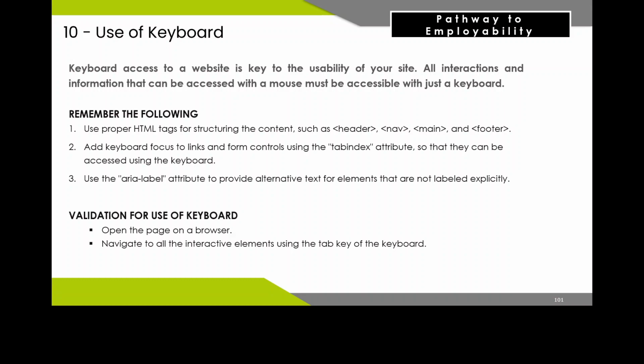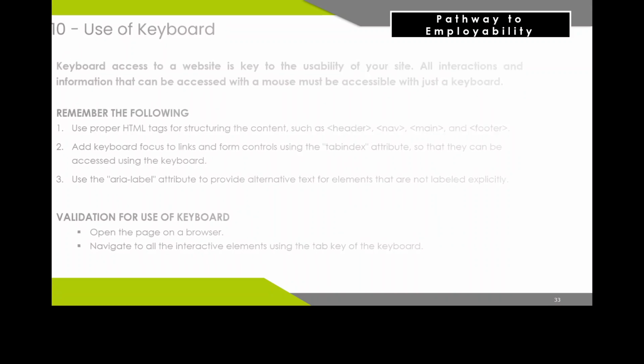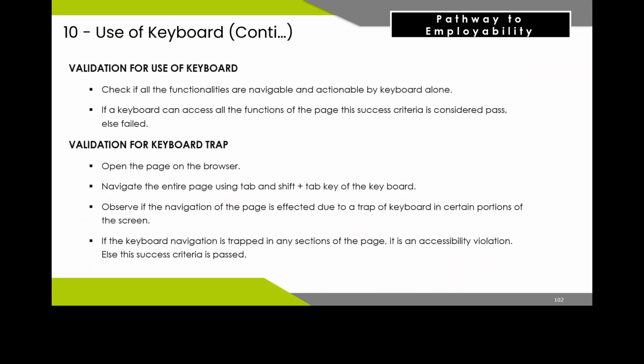Validation for the use of keyboard. Open the page on a browser. Navigate to all the interactive elements using the tab key of the keyboard. Check if all the functionalities are navigable and actionable by keyboard alone. If a keyboard can access all the functions of the page, this success criteria is considered pass, else failed.